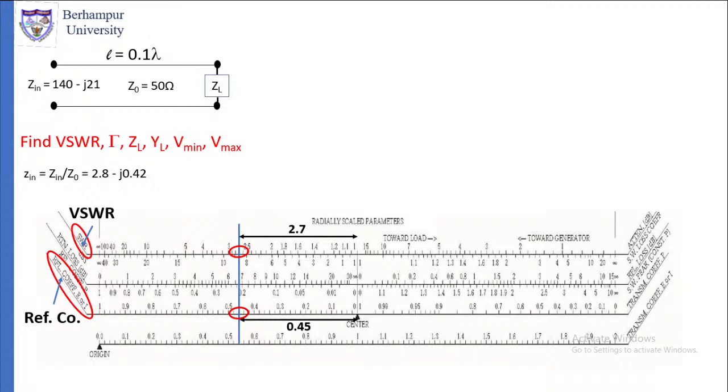So we have dropped that line. You can see I have shown you here the expanded portion. In the expanded portion, you can see the vertical line that we dropped. It crosses the SWR line at the point 2.7, so VSWR is equal to 2.7. Then it crosses the reflection coefficient line at 0.45, so gamma is equal to 0.45. So you can find VSWR and gamma using this method.